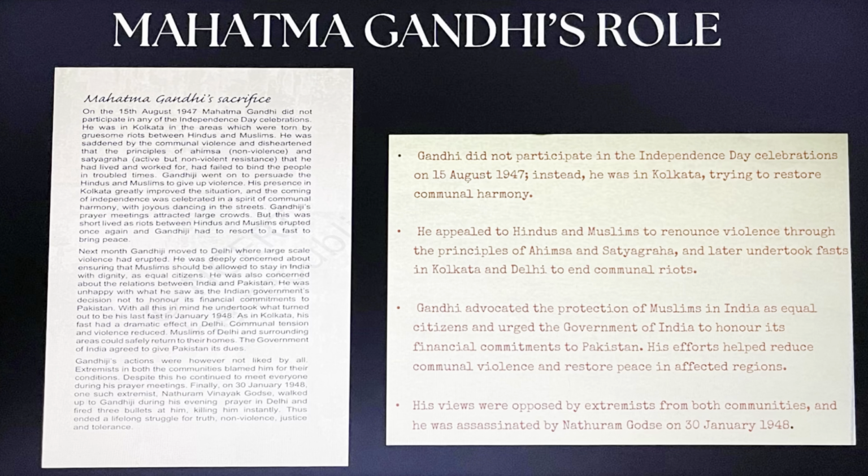Why? Because he was busy trying to control the communal violence that was happening in Kolkata. Okay, he was trying to bring some harmony there. During this time, when he was trying to appeal to people to give up violence, he appealed to both Hindus and Muslims to give up violence and accept the principles of ahimsa. Okay, that they shouldn't hurt each other or anyone. And once he could calm down the violence that was taking place in Kolkata, he had come to Delhi in order to spread that harmony as well.